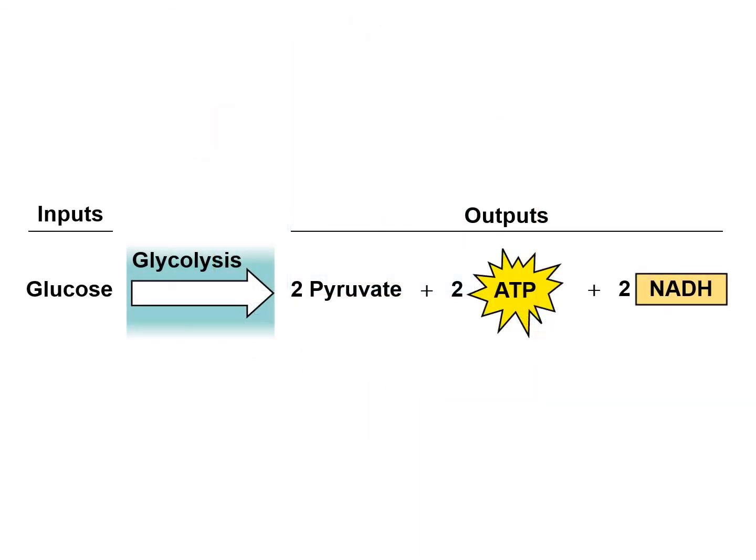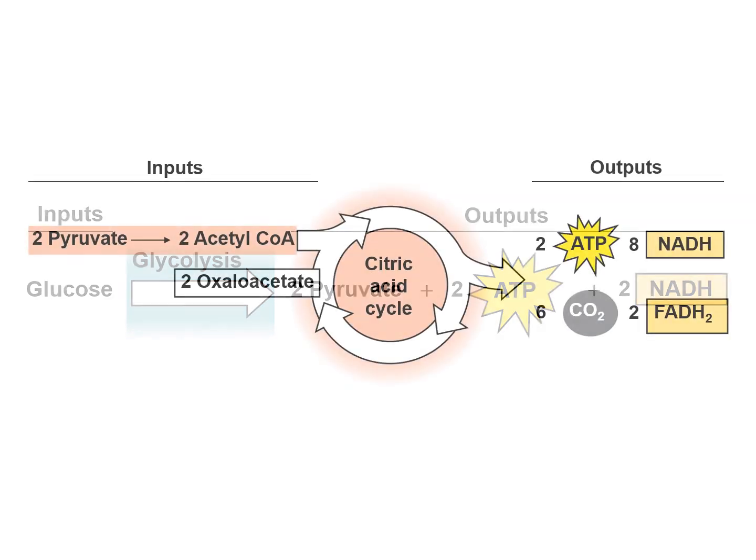These last few slides are merely review for you. What goes into glycolysis? Glucose. What comes out of it? A little pyruvate, a little ATP, a little NADH. Again, we're not making the NADH, we are reducing the NAD with electrons.